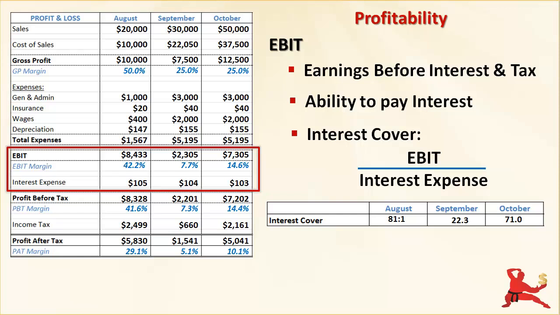There's no hard and fast rule about the right number for interest cover. You really want it to be at least 2-to-1 or higher. However, what it should be for a business depends on a lot of factors. I'll discuss this further in a separate video.